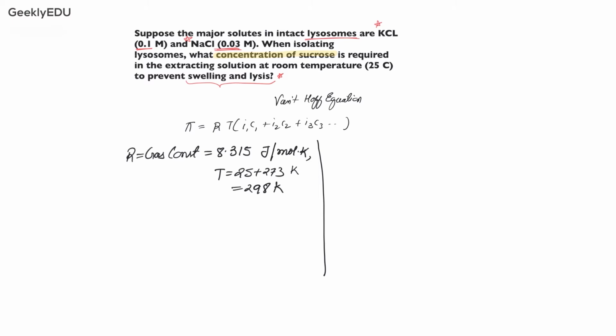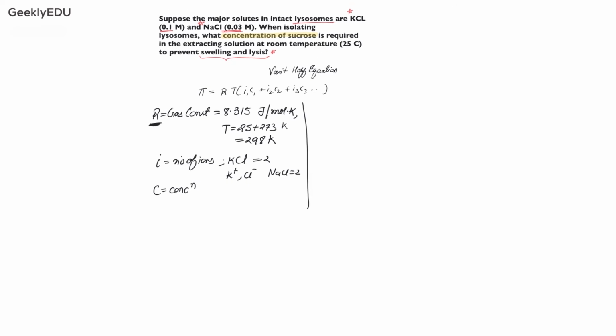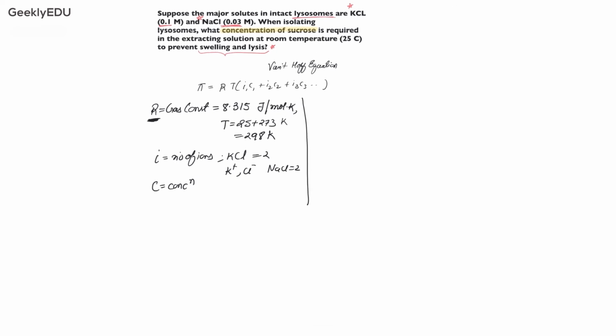Now what is I? What is C? I stands for the number of ions. For KCl, that is going to be 2. Why? You have K plus ions and Cl minus ions. So osmolarity and osmotic pressure, osmotic strength, depend on the number of ions as well. Now what is C? C is the concentration. Remember, I for NaCl is also equal to 2. So we are going to proceed ahead by putting in these values.